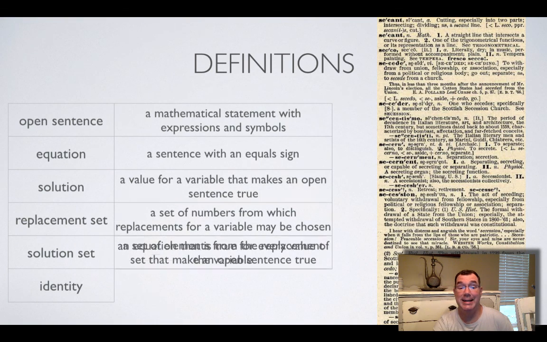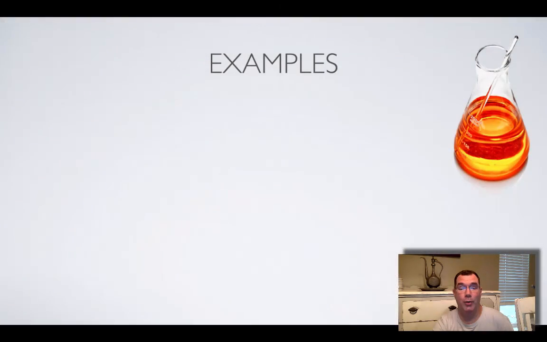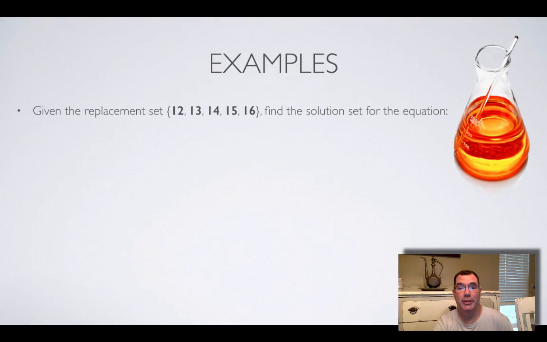An identity is an equation that's true no matter what I plug in for the variable, and those do exist. There are certain equations that are always true no matter what number you replace the variable with. So for example, if I have the replacement set 12, 13, 14, 15, and 16, and I have the equation x plus 3 equals 18, I'm only going to try and plug those numbers in for x and see which ones make a true statement.